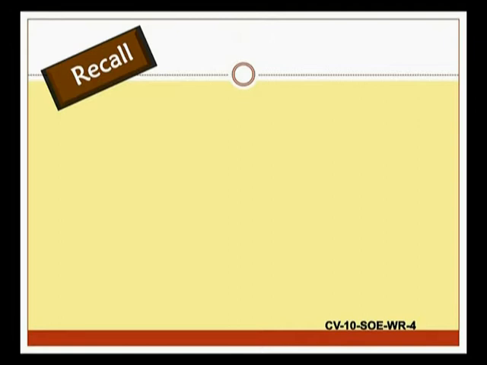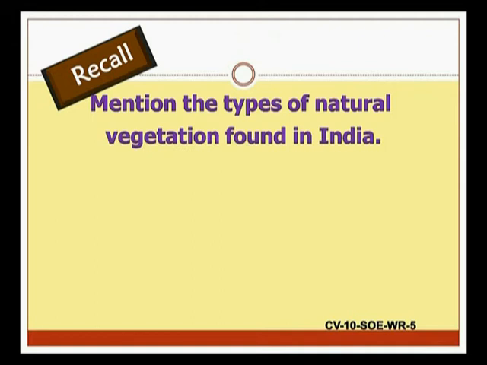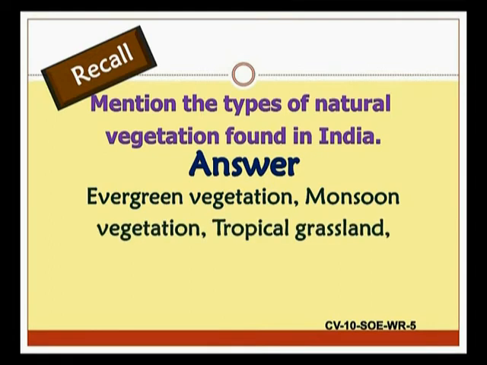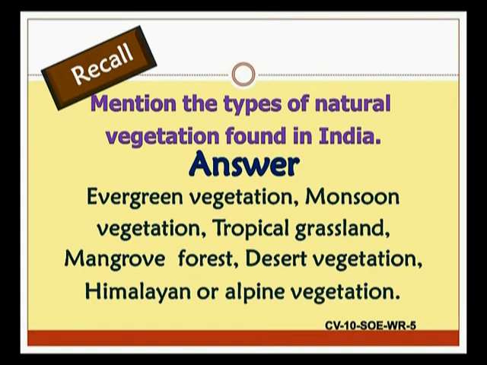Here's the next question for you. Mention the types of natural vegetation found in India. I'm sure you've got all your answers right. Let us just check it out. The answer is evergreen vegetation, monsoon vegetation, tropical grassland, mangrove forest, desert vegetation, Himalayan alpine vegetation.